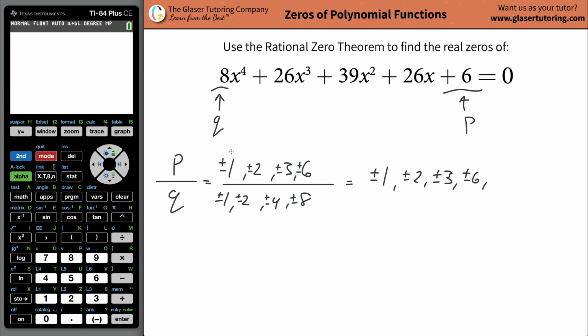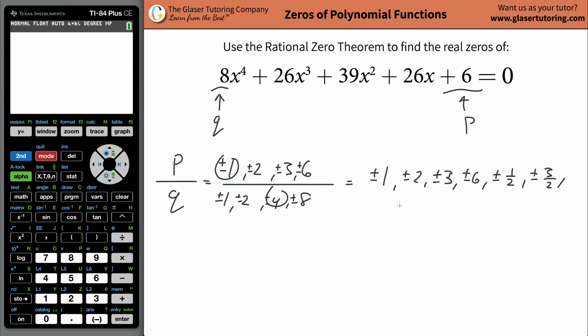Then you have to repeat the process. Plus minus 1 divided by plus minus 2 gives you plus minus 1/2. Then 2 over 2 is plus minus 1, which you already have, so don't list it. Then 3 over 2, so that's plus minus 3 over 2. Then 6 over 2 is a 3, which we already have, so you can skip that. Then you go to the fourth.